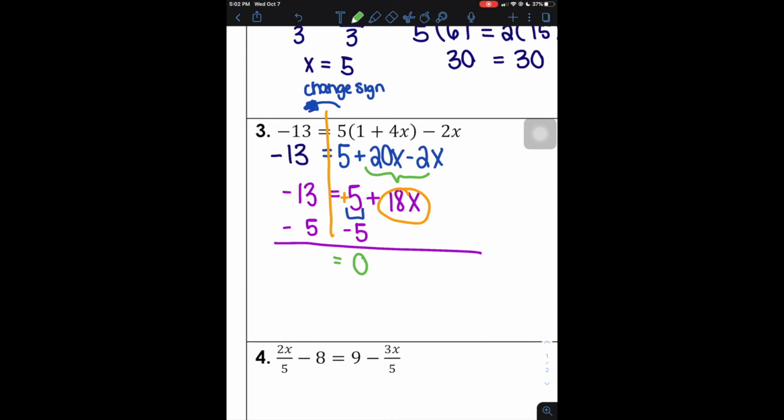Now, excuse me, you guys. Now on the left-hand side, I'm left with negative 13 minus 5. Now I know if I have a negative number and I make it more negative, my number is going to be even more negative. So this is going to give us a negative 18 here. So now I have negative 18 is equal to 18x.